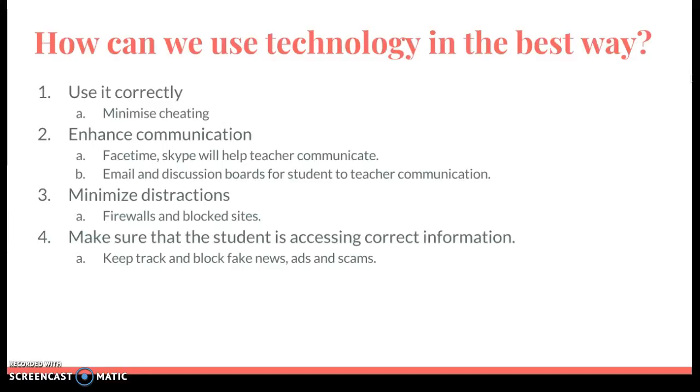Making sure that the student is accessing correct information. Doing this, teachers will have to keep track and block fake news, ads, and scams. By doing this, they can give the student the truest, best education possible and block them from things that they shouldn't be seeing.